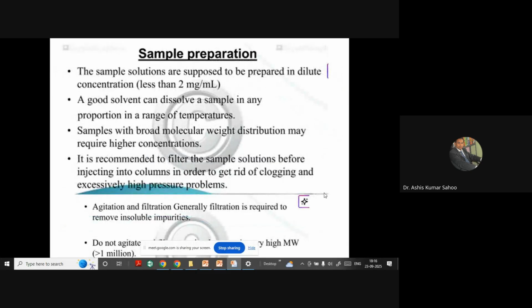So how do we prepare the sample solutions? The sample solutes are supposed to be prepared in dilute concentration, less than 2 mg per milliliter. A good solvent can dissolve a sample in any proportion in a range of temperatures. Samples with broad molecular weight distribution may require higher concentration. It is recommended to filter the sample solution before injecting into columns in order to get rid of particles.